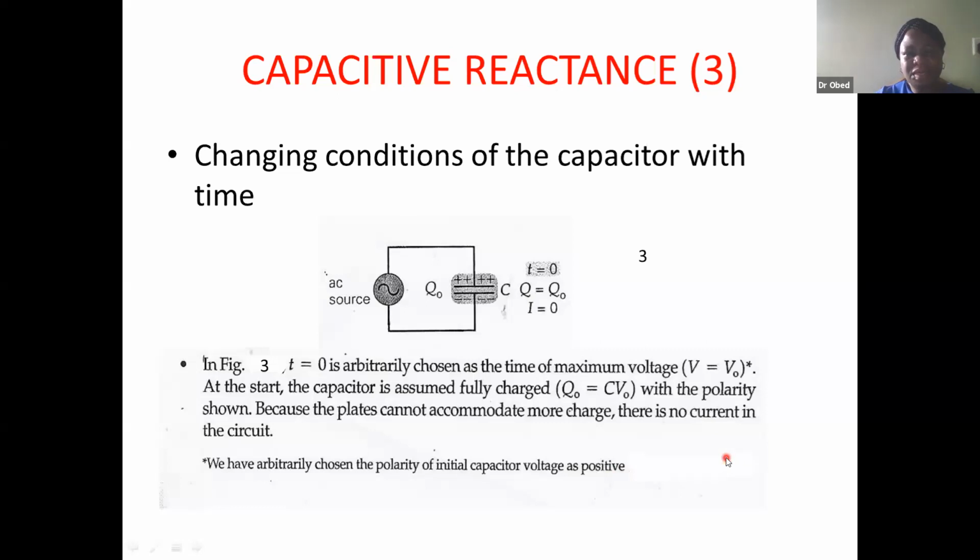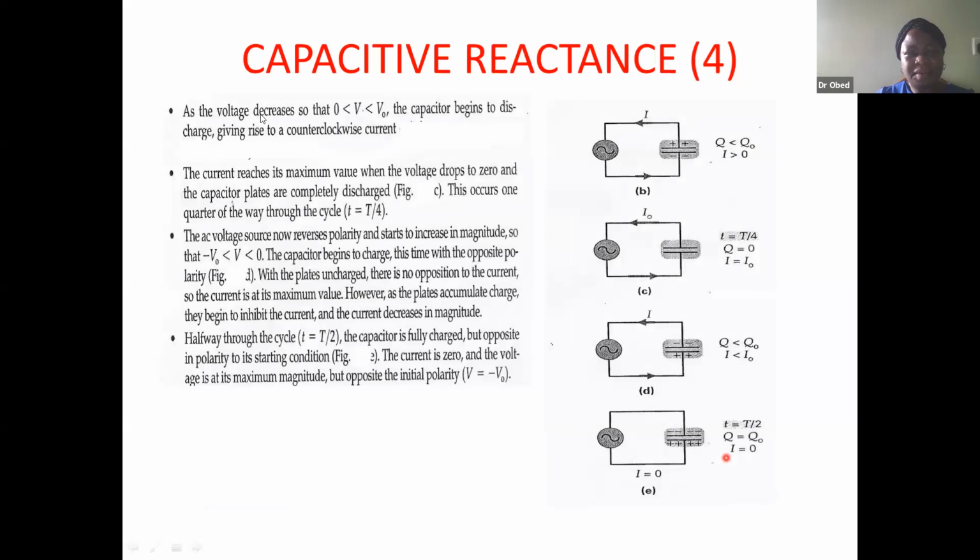Let's look at another condition. This is the first condition. The first circuit is A. This is B. This is C. This is D. And this is E. So we are going to be explaining each one using each bullet. This one explains what is happening in B, this one C, this one D, and this one E. So let's look at this circuit here.